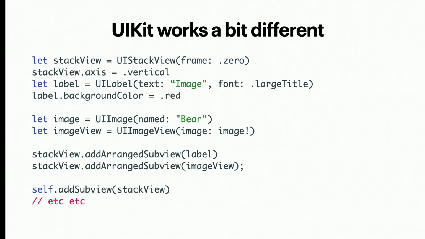UIKit, however, works a bit differently. This is the same code, but it follows what's called the imperative way, which is a very short description. I know it's not the complete picture, but it means that you need to take steps to get to the expected result. You need to create the variables and link them together. And it's also a bit harder to read.